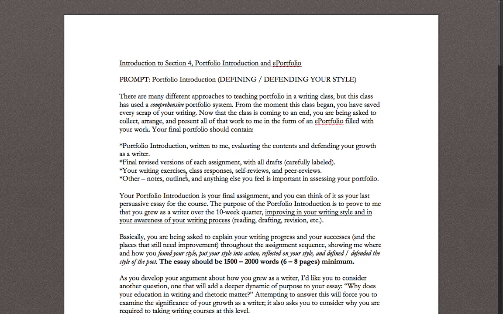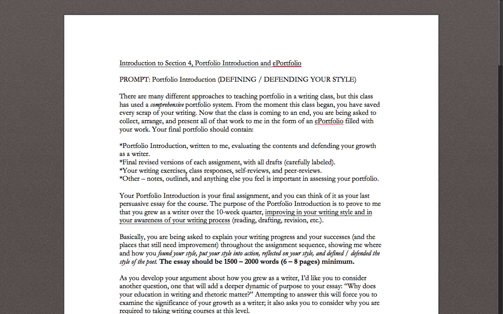It's called the portfolio introduction is what I titled the prompt, but we're also going to talk about the ePortfolio in here as well. And it's subtitled Defining or Defending Your Style. So where the subtitle of the final essay is Defining and Defending the Style of Poetry, this case is going to be talking about your own writing. And we're going to get into that shortly.